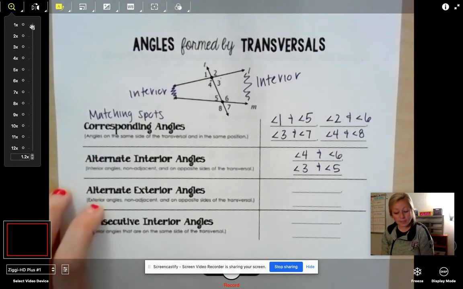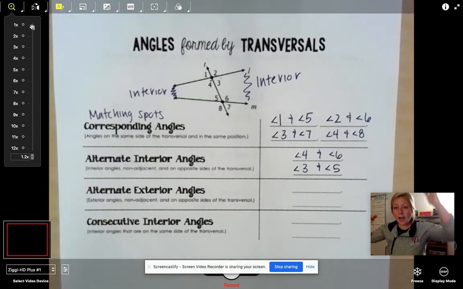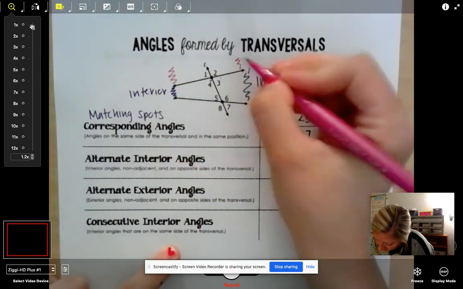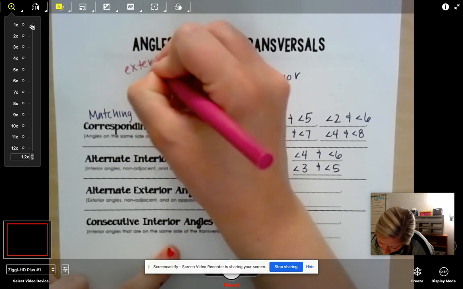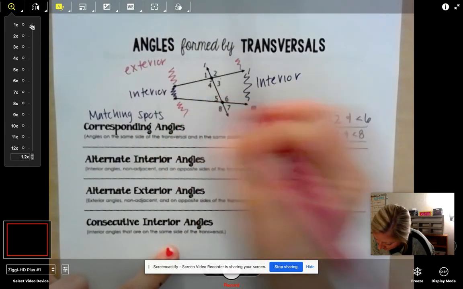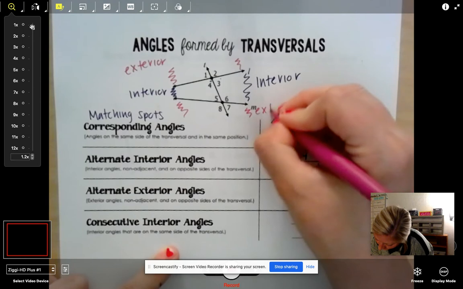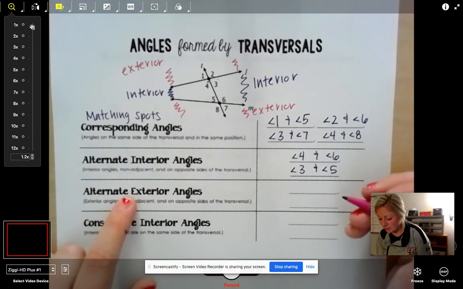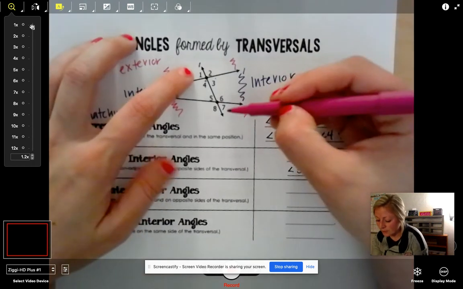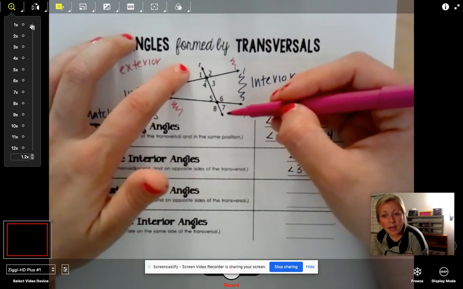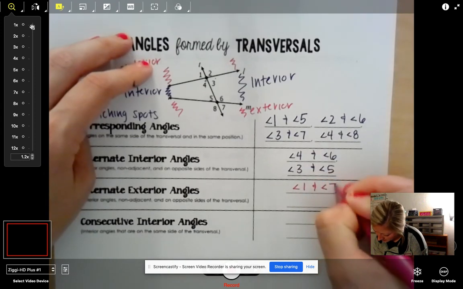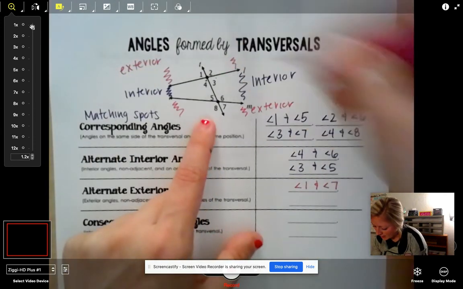Okay, similarly, alternate exterior angles would be on opposite sides of that transversal on the outside. So we can call this area up here the exterior, and same thing right here, our exterior. Okay, so it's really similar. Angles 1 and 7, they're on opposite sides on the outside. So angles 1 and 7, or 2 and 8.